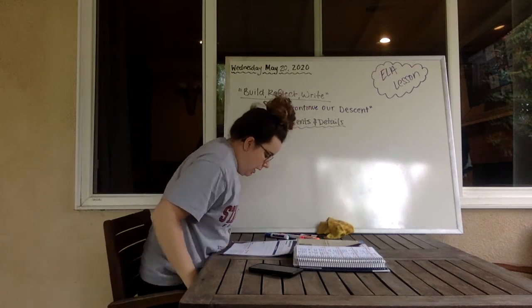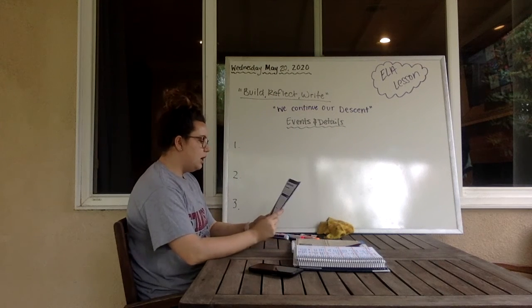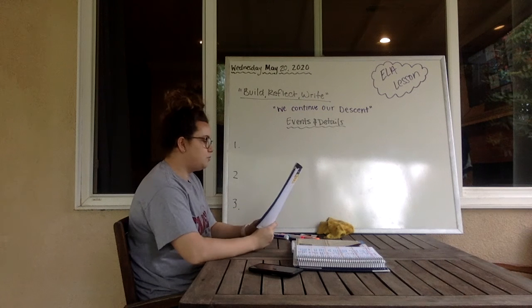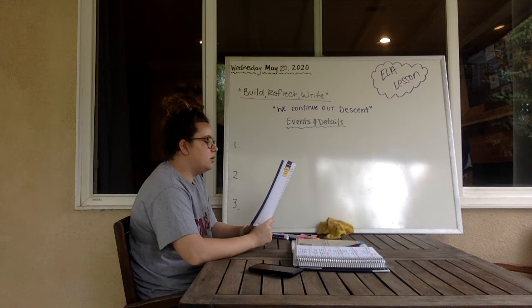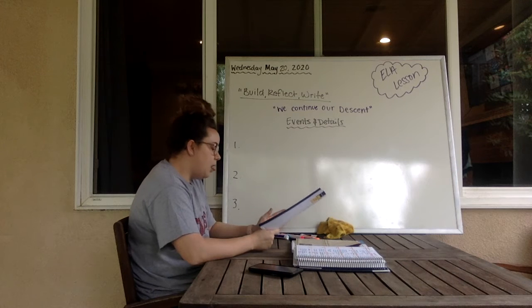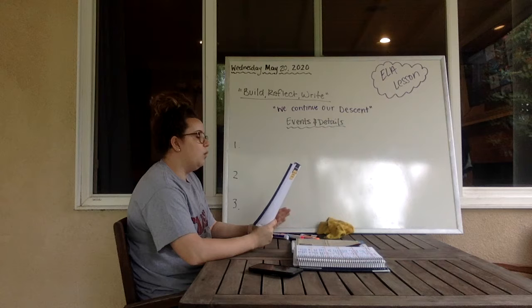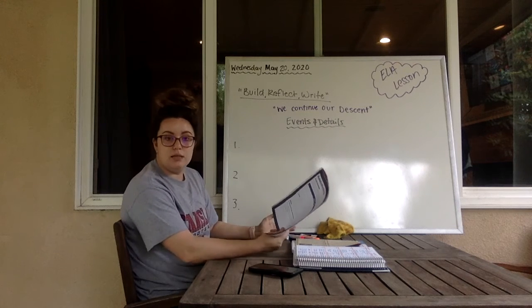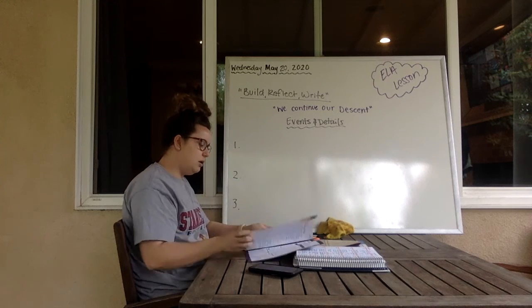So I'm going to go ahead and read the directions. After reading, We Continue Our Descent, identify what you think are the three most important events in the story. And then we're going to talk about our hypothesis, which is what we think happens after the excerpt ends. So, okay, I'm going to go ahead and flip over to our page.